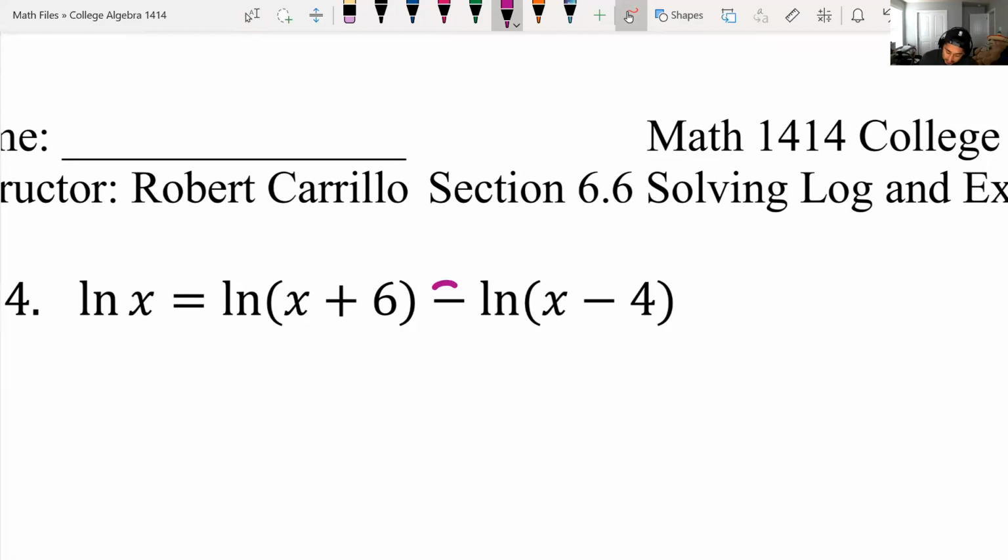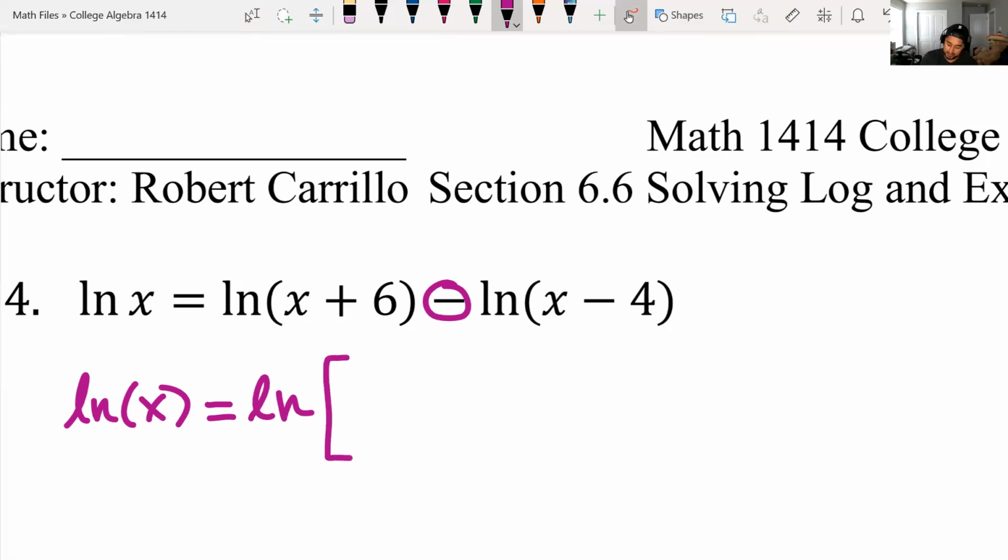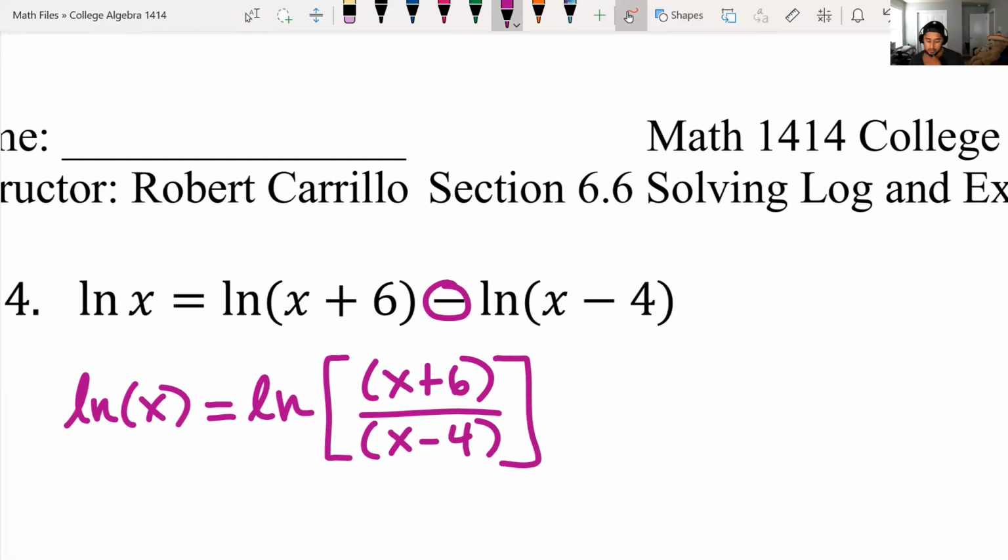So we see that they're connected by subtraction, which means we're going to use the quotient to difference backwards. So difference to quotient. The left side of the equation is fine. So this will remain the natural log of x. But on the right side, we'll now combine it into one single logarithm. Natural log, I'll put brackets there, of x plus 6 over x minus 4.